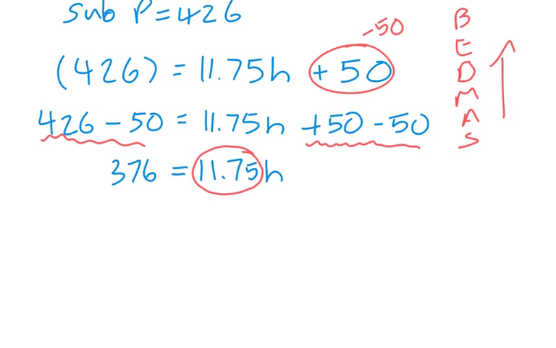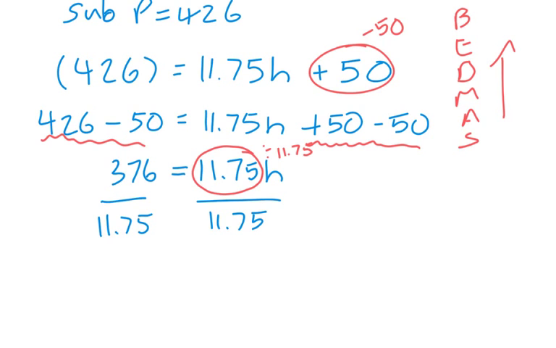If you recall, the h is stuck with 11.75. The operation that is happening is multiplication. Remember, when you have a number in front of a variable with no sign, the sign that's actually hidden is multiplication. So the opposite of multiply by 11.75 is divide by 11.75. So I'm going to write that down. Divide by 11.75. How am I going to show that? Well, I'm going to write 376 divided by 11.75. And on the right side, I'm going to do the exact same thing. So I'm going to put that over 11.75.